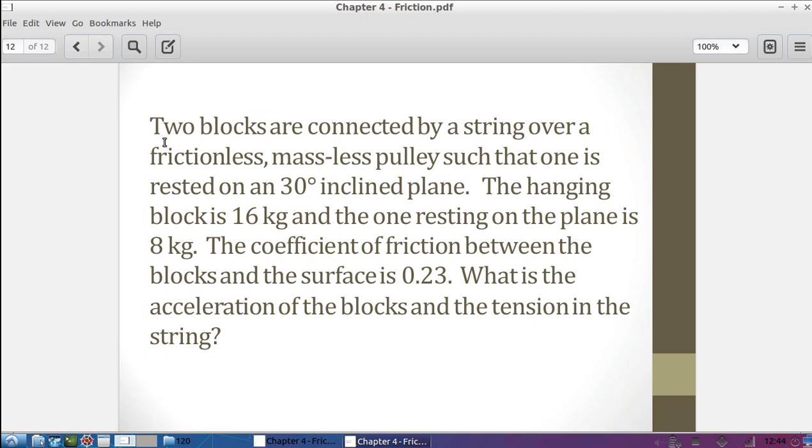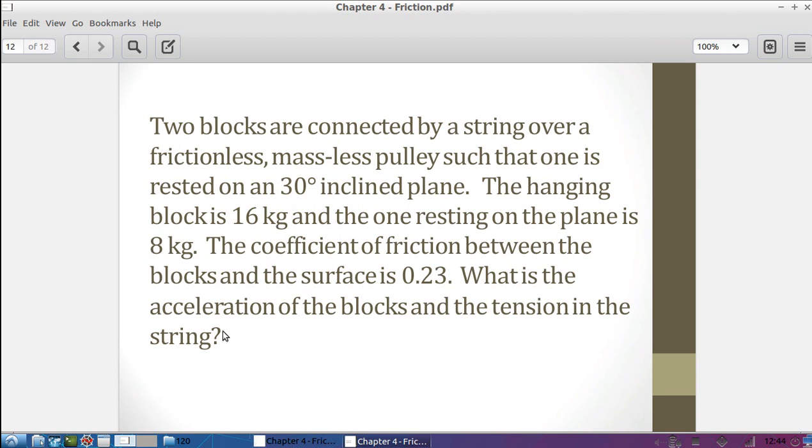Again, pulleys are massless and frictionless. One of the masses is resting on an inclined plane that's angled at 30 degrees. The block that's on the incline, the hanging block, is 16 kilograms, and the one resting on the plane is 8 kilograms. We've got a coefficient of friction between the blocks and the surface. The blocks are made out of the same material and the surface is the same everywhere, so we have mu, the coefficient of friction between both blocks and the surface. We're looking for the acceleration of the blocks and the tension in the string.